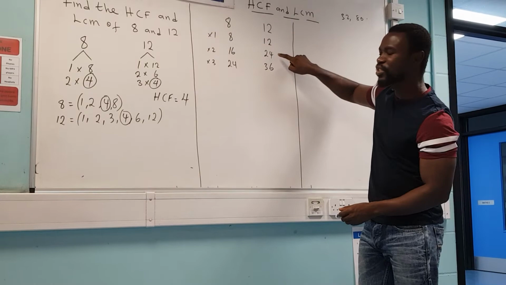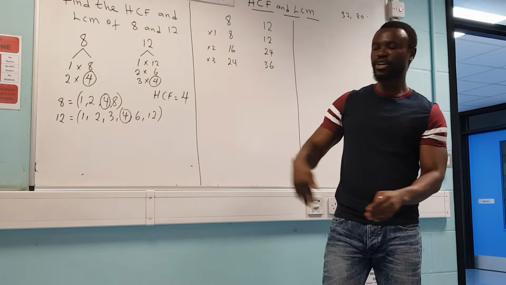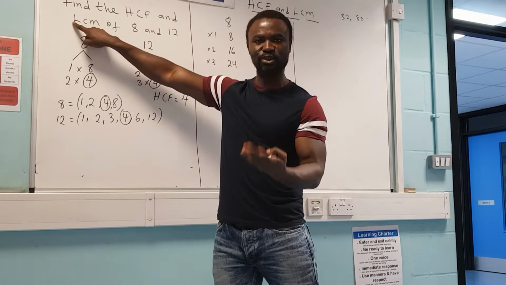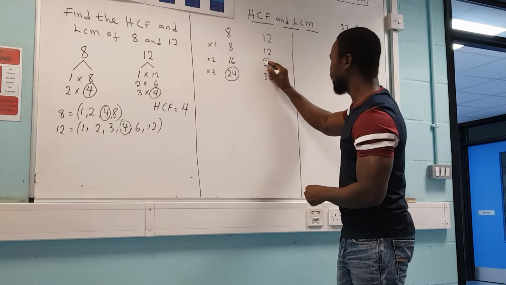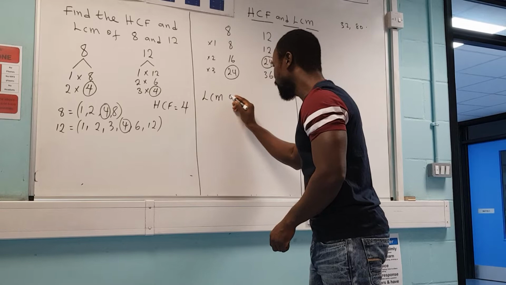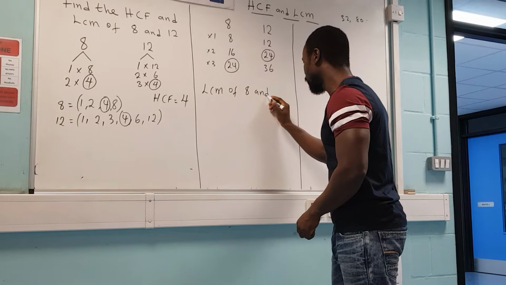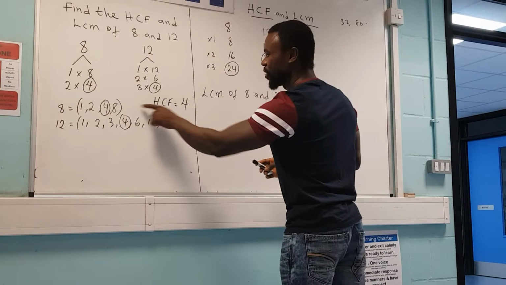As soon as you see a common number, then you stop. You don't need to carry on with your times table. There is no need for that because they are looking for the lowest. The L stands for the lowest, which means the smallest number on your 8 times table and also on your 12 times table. So in this case, I can see there is 24 here and I can see there is 24 here, which therefore means the LCM, the lowest common multiple of 8 and 12, equals 24. So our HCF was 4, our LCM is 24.